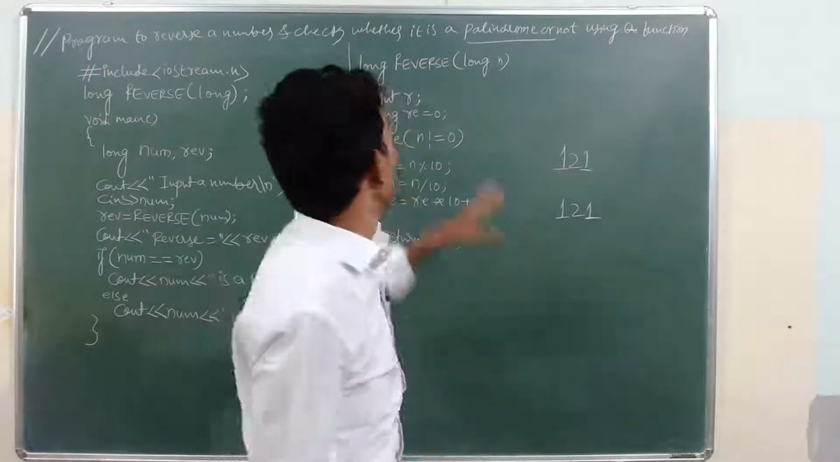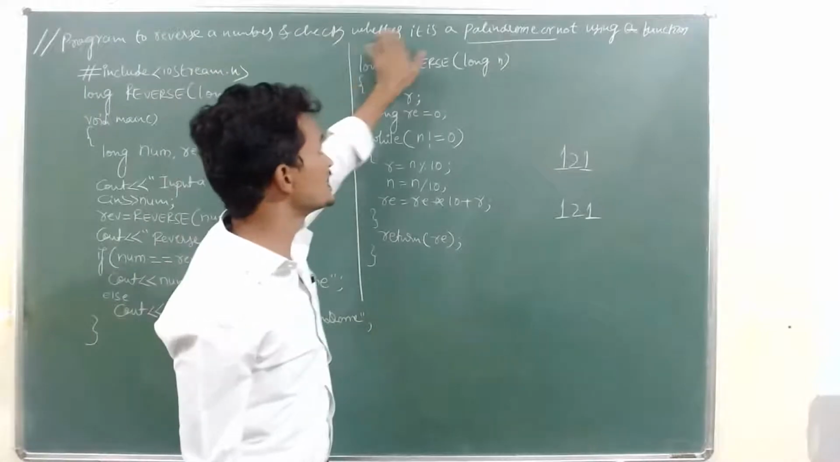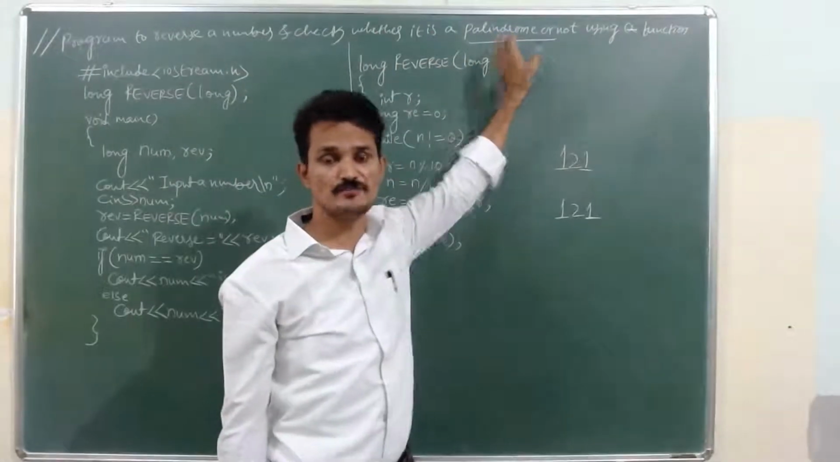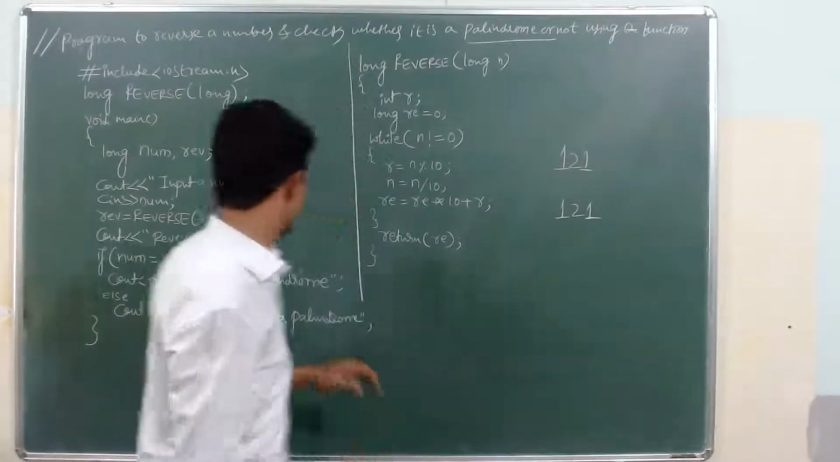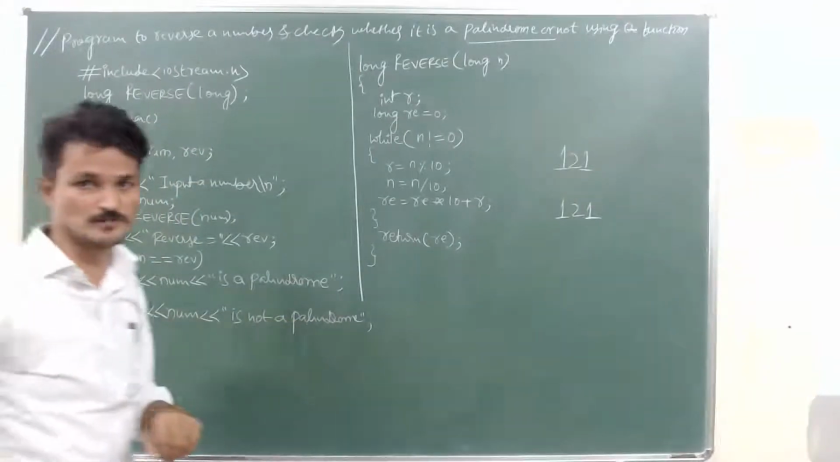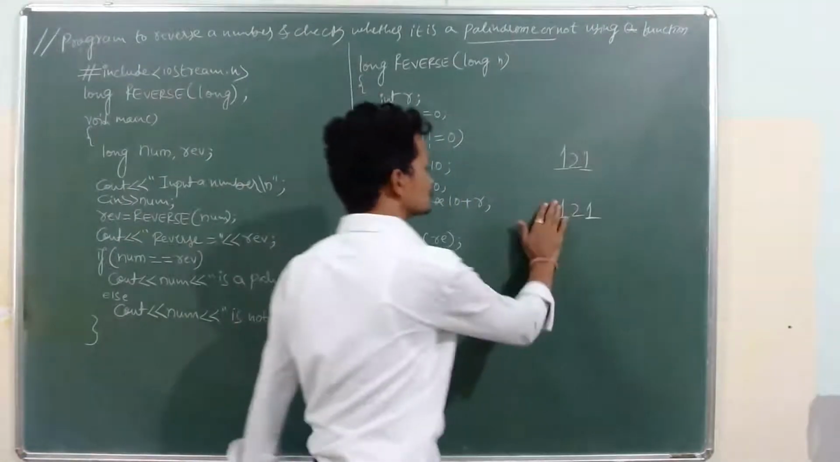So first we need to reverse a given number and check whether it is a palindrome or not. If it is a palindrome, I should print an appropriate message. If it is not a palindrome, I should print that it is not a palindrome, using a user defined function. Follow?